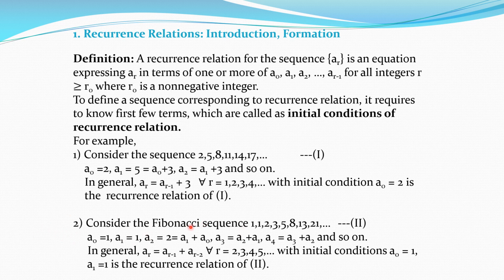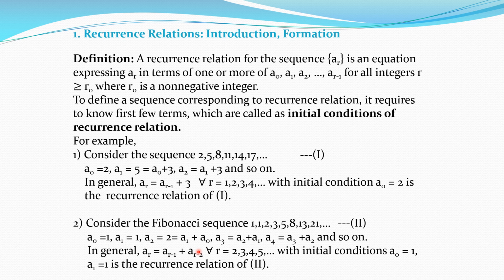Now see, if we consider the terms of that sequence as a_0, a_1, a_2, a_3, a_4 and so on, then we can write all the terms as a_0 is 1, a_1 is 1, a_2 is equal to 2, which is a_1 plus a_0. a_3 is equal to a_2 plus a_1, a_4 is equal to a_3 plus a_2 and so on. So in general, a_r is equal to a_(r-1) plus a_(r-2) for all r greater than or equal to 2, meaning 2, 3, 4, 5 and so on.